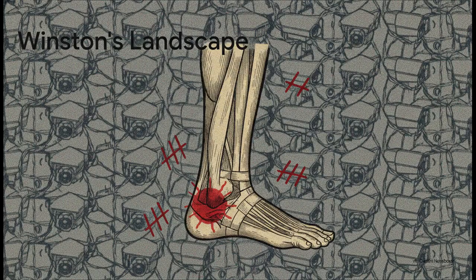So, our protagonist, Winston Smith, lives in the hyper-oppressive state of Oceania, and he suffers from this varicose ulcer just above his right ankle. Now, you gotta understand, this isn't just a random medical detail.